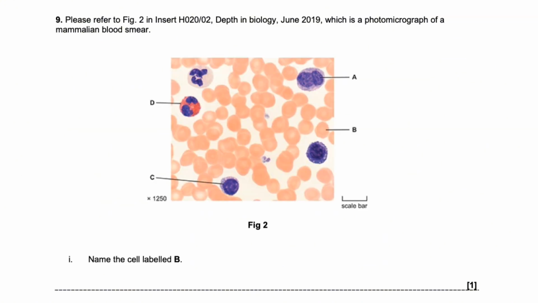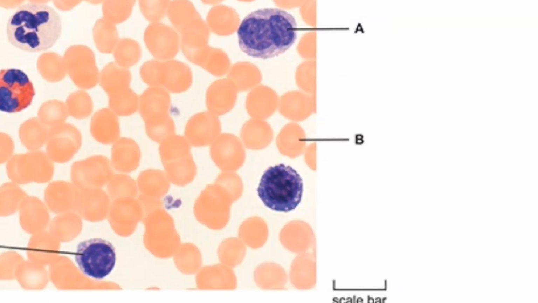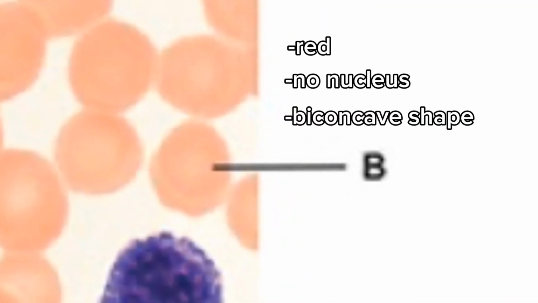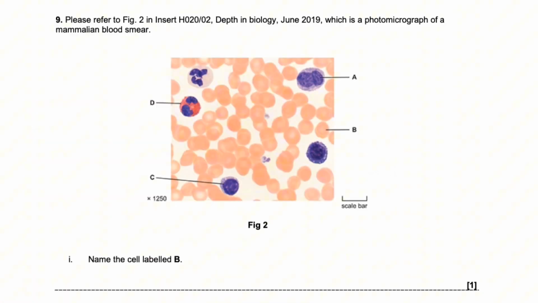This question says, please refer to Figure 2, which is a photomicrograph of a mammalian blood smear. I. Name the cell labelled B. So you can see that B is pointing at a cell that's red. It has no nucleus and it has somewhat of a biconcave shape. This is a red blood cell. You should say that it's an erythrocyte, which is the scientific name for it. The mark scheme does accept a red blood cell, but I would be more tempted to put erythrocyte as the answer.